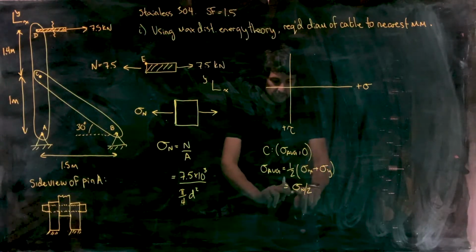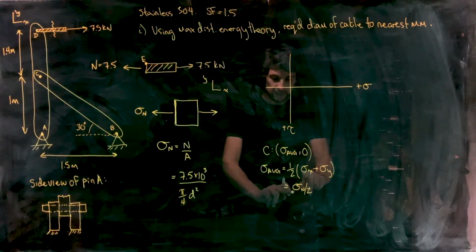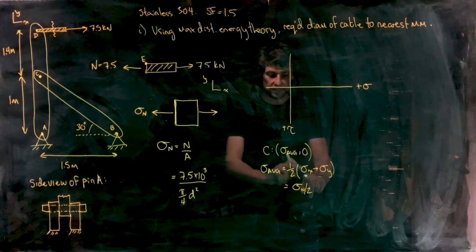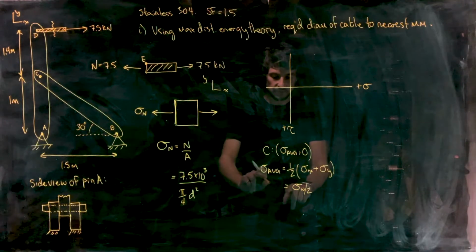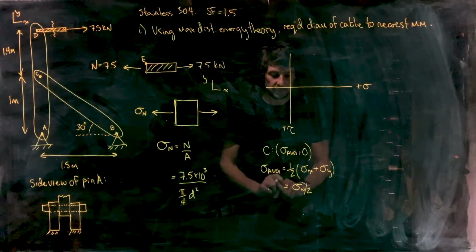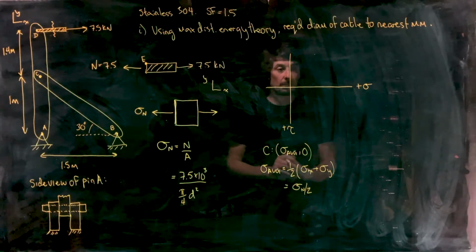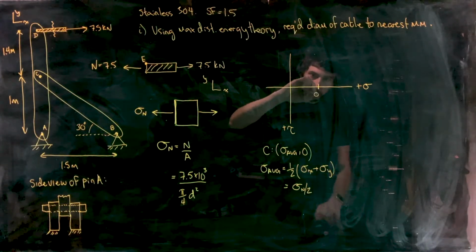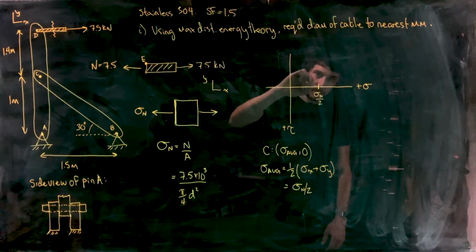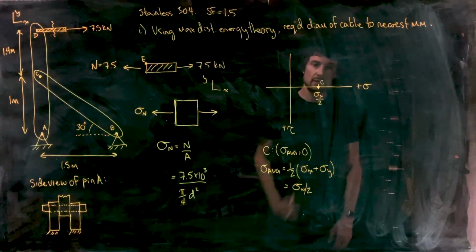And that is a positive number because this is tensile. So when we put sigma n in for sigma x, it stays as positive. So we've got the average normal stress is positive sigma n divided by 2. So we can plot the center of the circle. Let's say that that's right about there, sigma n divided by 2. There's point C.